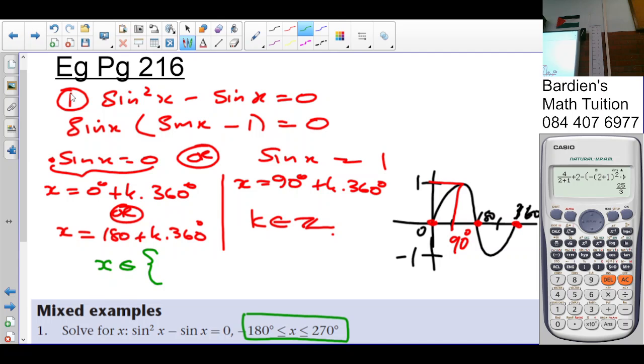Let's start here. Start with k is 0. So if k is 0, what is x? 0. Is that in the interval? Yes. Let k be 1. So 0 plus 1 times 360, which is 360. Inside or outside? Outside. Not so?